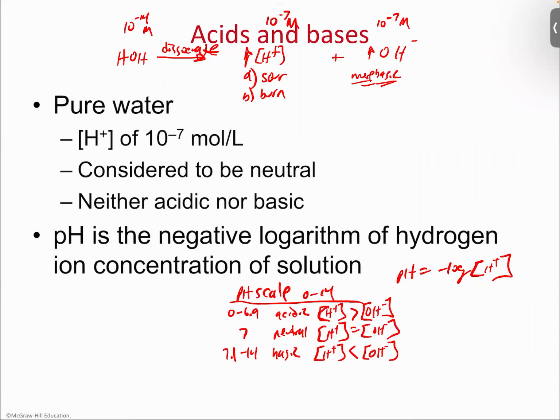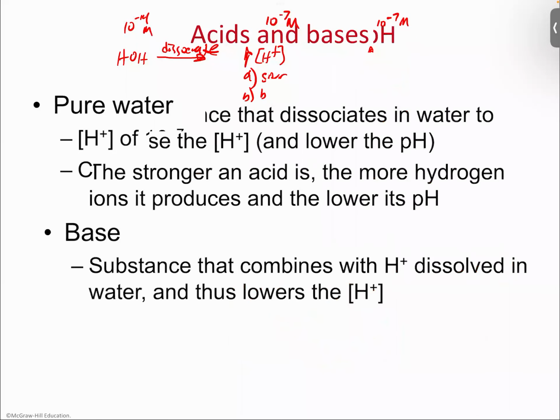So the reason why it's a 0 to 14 scale is because of the concentration of water, with a midpoint of 7. That's the reason why, so it's not random. It's based on and built on water. Okay, so that's one of the important things about the pH scale. So how do we define an acid?